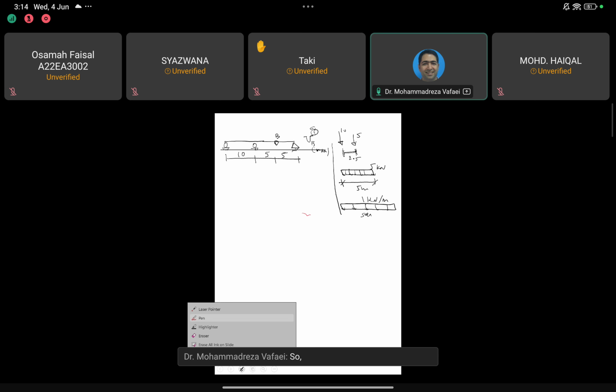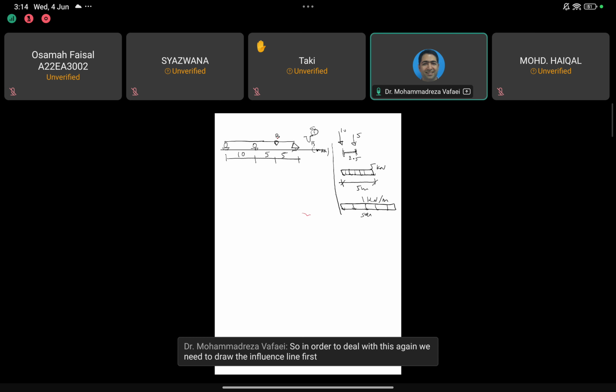In order to deal with this, again, we need to draw the influence line first. Influence line for shear force. We said for shear force, we need to add one internal roller and move the left side down and right side up and look into the deformed shape. The deformed shape basically gives us the influence line for that shear force in that location.